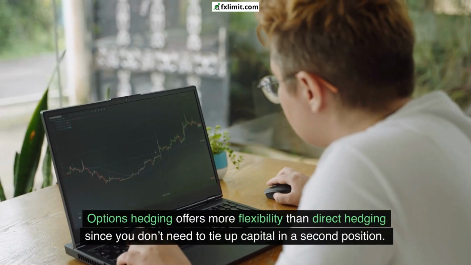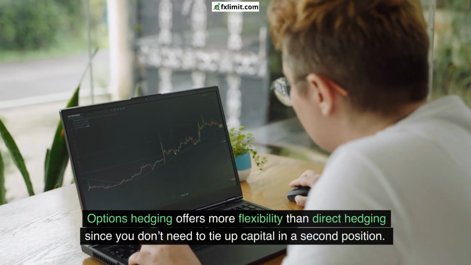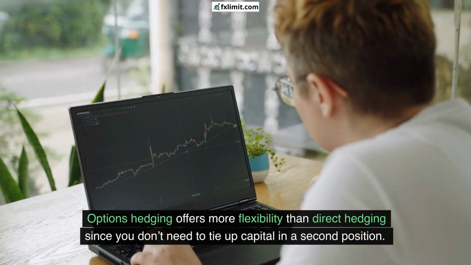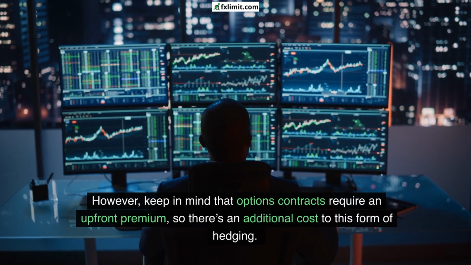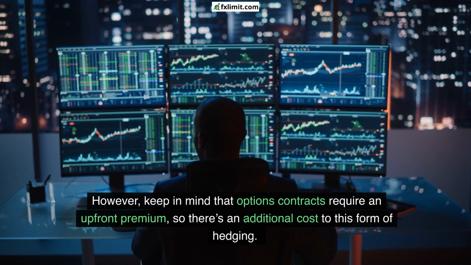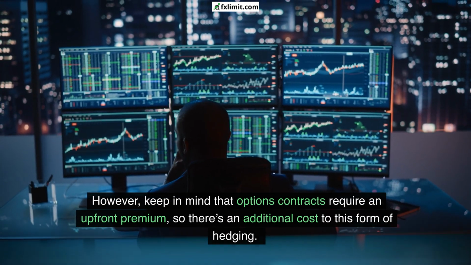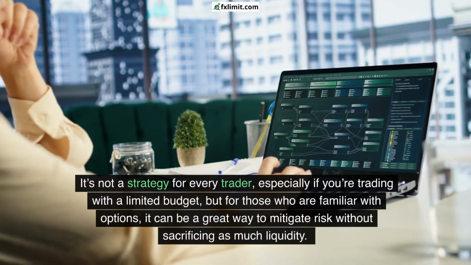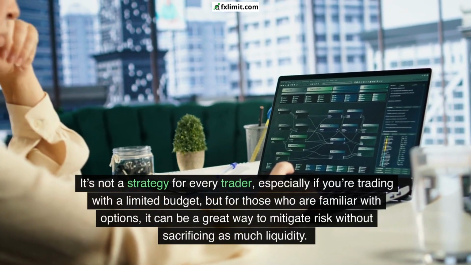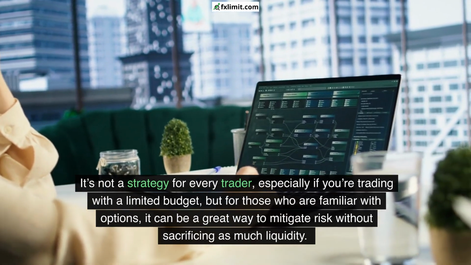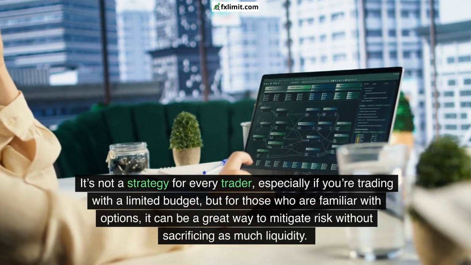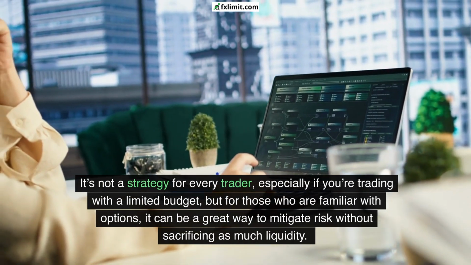Options hedging offers more flexibility than direct hedging since you don't need to tie up capital in a second position. However, keep in mind that options contracts require an upfront premium, so there's an additional cost to this form of hedging. It's not a strategy for every trader, especially if you're trading with a limited budget, but for those who are familiar with options, it can be a great way to mitigate risk without sacrificing as much liquidity.